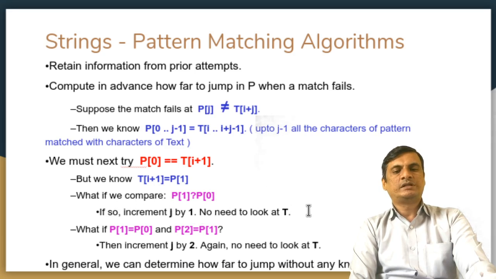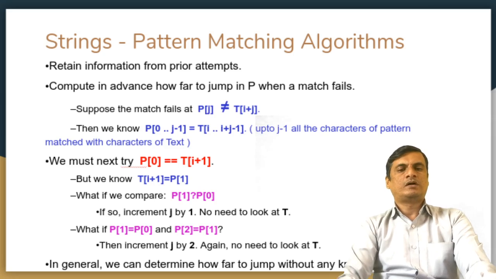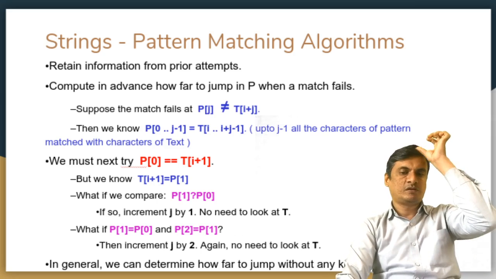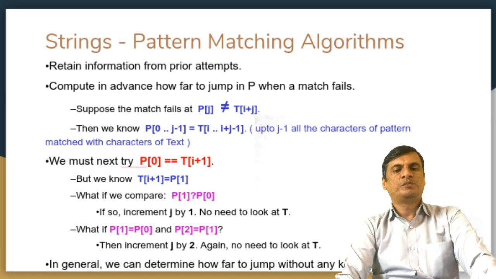No need to look at the text at all, so I will directly do it. What if P1 is equal to 0, P2 is equal to P1? So what should I do? Then increment J by 2. So in that way we record, we retain the previous attempts. We are not simply killing the time by doing the repeated comparisons.